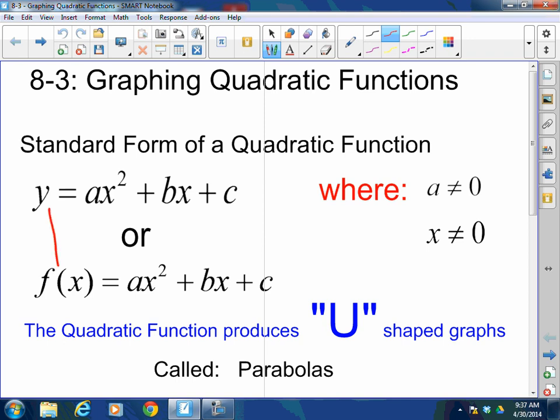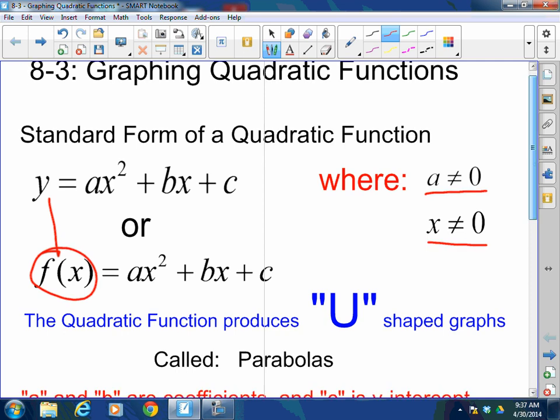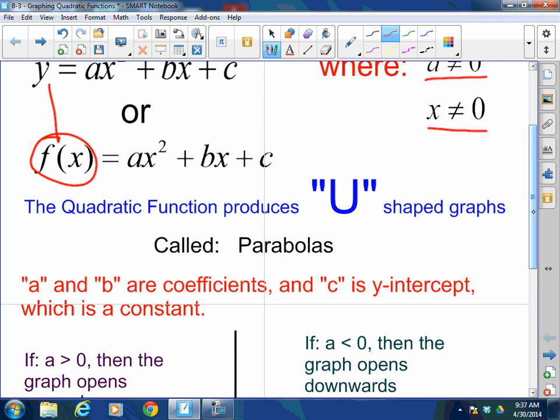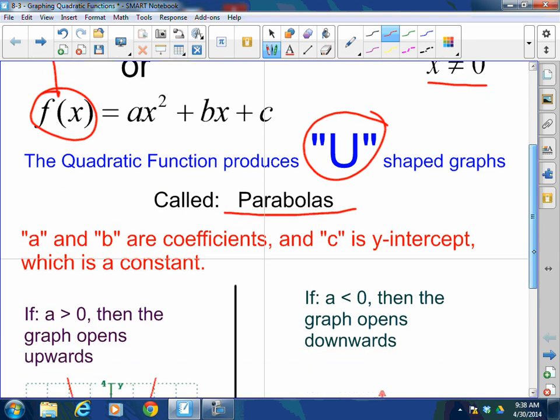Remember, y could be written as f of x. So it could be f of x equals ax squared plus bx plus c. Remember from the last 2 days in a row, a cannot equal 0. These quadratic functions give you a U-shaped graph, and these graphs are called parabolas. I'm going fast because, again, this is the third day we've seen this.